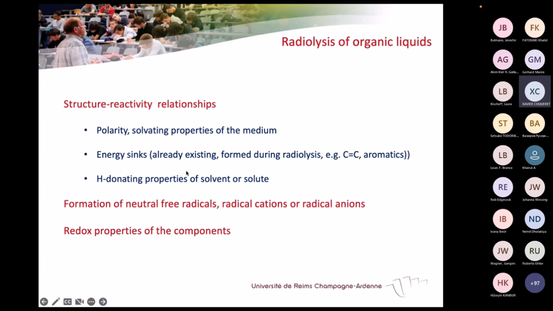So these energy sinks can be double bonds or aromatics already present in the original compound or formed during radiolysis. One has to take into consideration the hydrogen donating properties of the solvent or of the solute, because we have a lot of free radical chemistry which undergoes this type of hydrogen abstraction. And we have the possibility to form not only neutral free radicals, but radical cations, radical anions, depending on the nature of the organic matter subject to radiation. Also, redox properties of the components have a strong influence on the fate of the initial compounds.